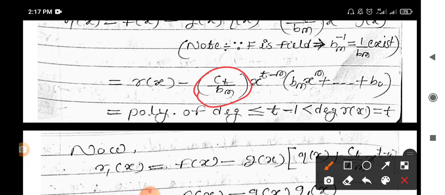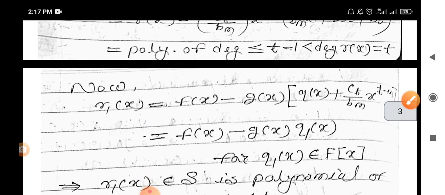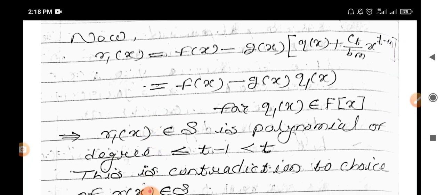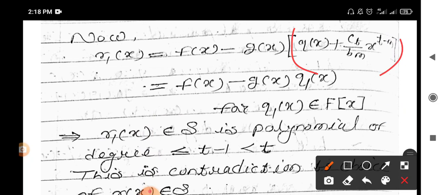That is, the degree of the polynomial is less than or equal to t minus 1, strictly less than the degree of r(x), which is t. Now what is the value of r1(x)? r1(x) is f(x) minus g(x) into that fraction, that is q(x) plus ct upon bm x raised to t minus m. Hence call it q1(x). r1(x) is f(x) minus g(x) into q1(x). Therefore r1(x) belongs to s, since it is a polynomial of degree less than or equal to t minus 1, strictly less than t.